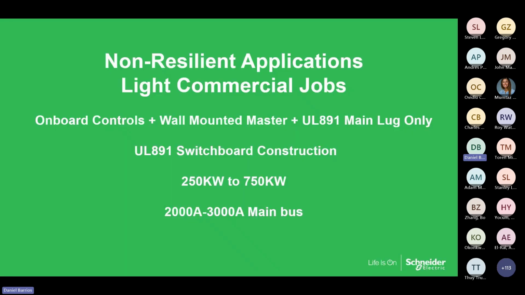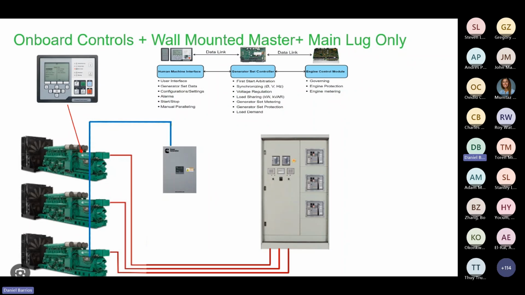Another side comment, folks. When you start into what we're speaking of today, non-resilient, light commercial, it's an onboard paralleling system. Many of the manufacturers, we're going to show those, do that. There is a simple wall-mounted master, and then usually that system connects to a main lug only distribution switchboard of some type, usually of an 891 construction. You can see somewhere between 250 kW and 750 kW is the typical range for these systems, with a 2,000 to 3,000 amp main bus.